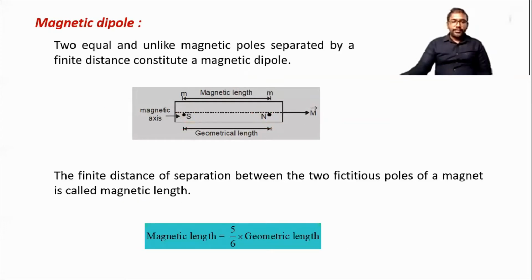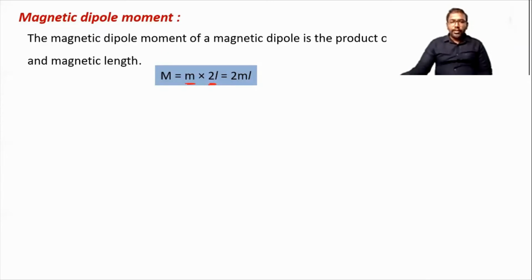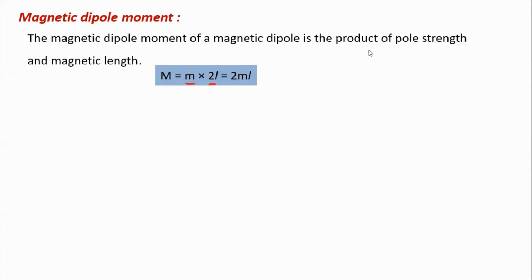Then after that, magnetic dipole moment. We represent magnetic dipole moment by capital M. You can see the formula: capital M into 2L. Here m is the pole strength and 2L is the magnetic length. The multiplication of these two is called the magnetic dipole moment. So it is the product of pole strength and magnetic length, and it is called magnetic dipole moment.